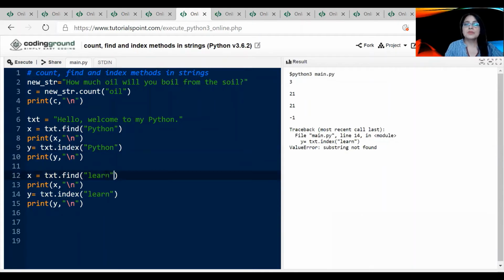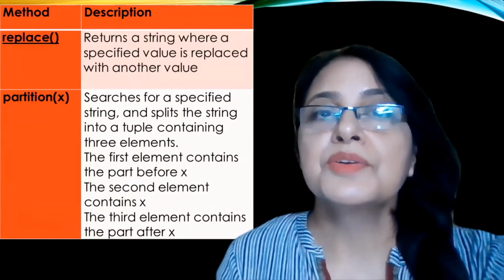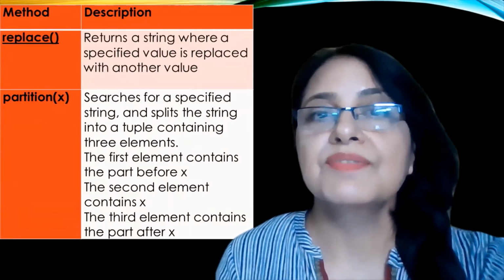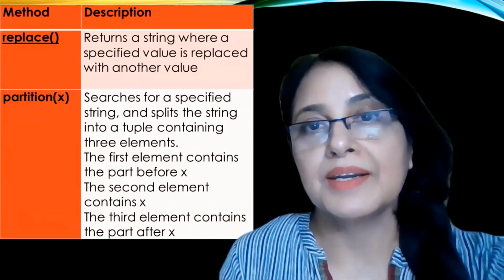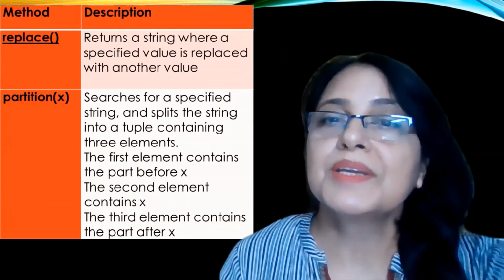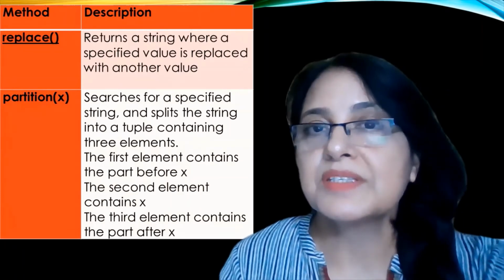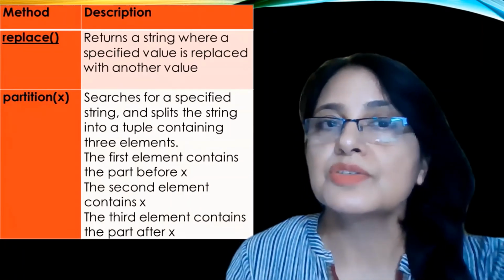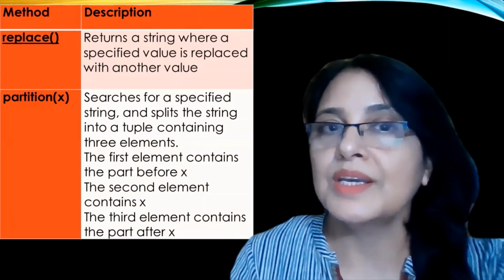But in case we use find to look for a word which does not exist in the string, it will give us the output -1. In case of index, it will give us an error. The replace method returns a string where a specified value is replaced by another value. The partition method searches for a specified string and splits the string into a tuple containing 3 elements.